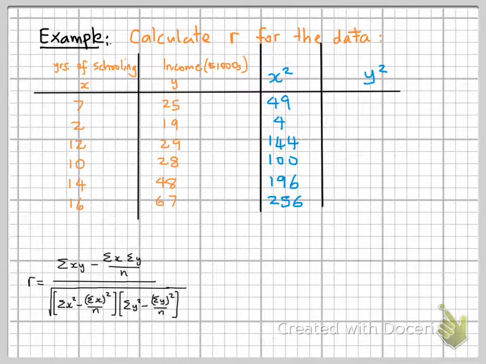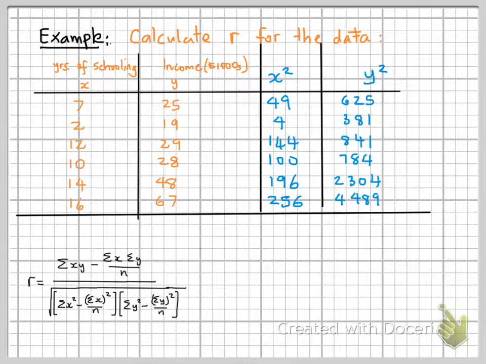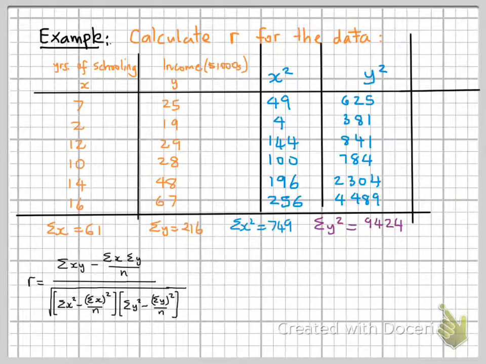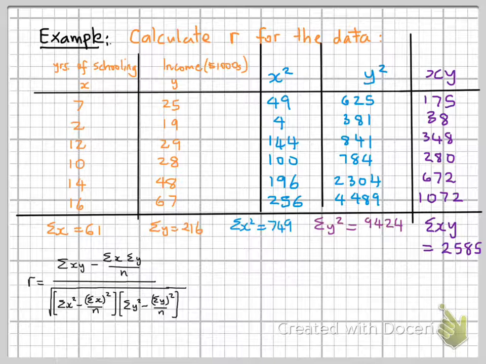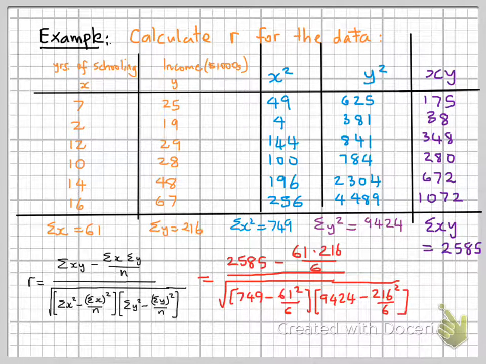So if you do x squared, take all the x's and square them, that's what you will get. If you take all the y's and you square them, you will get those as well. And if you sum them, those are the sums. Summation of x, summation of y, summation of x squared, summation of y squared. And here is your xy and the summation. So all we do then is take those sums and plug them into our formula like so.